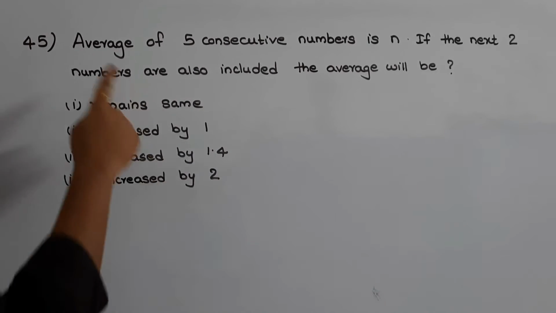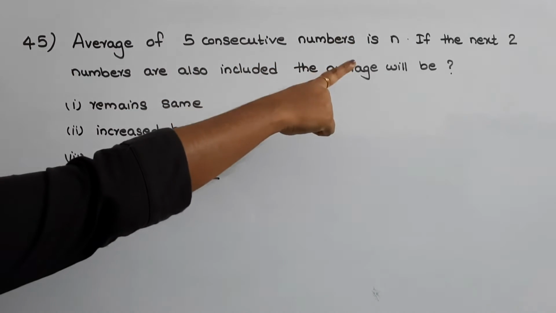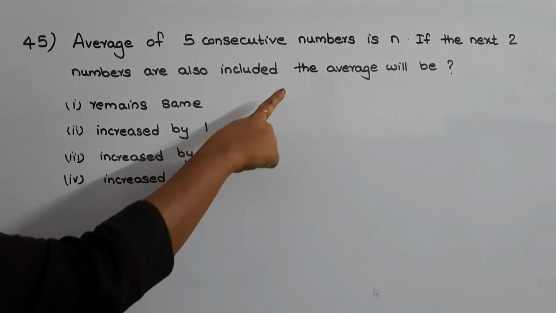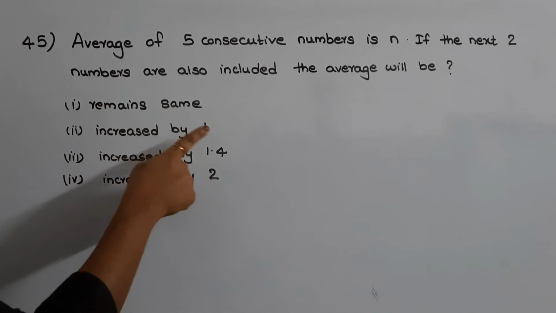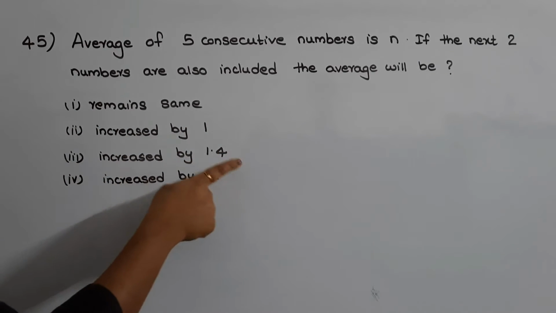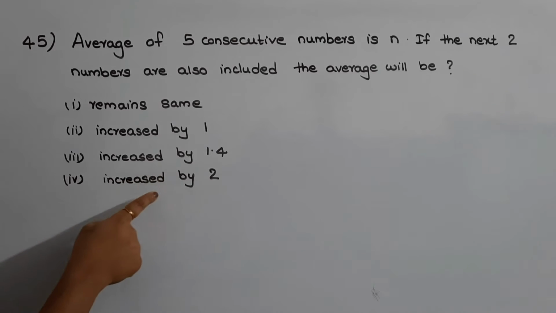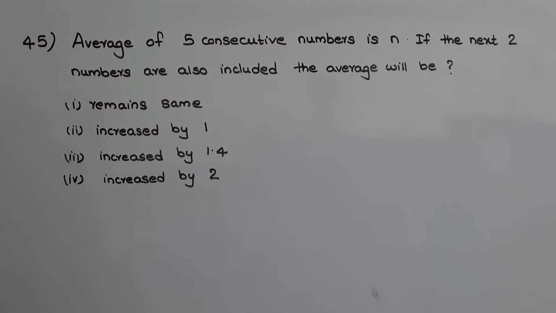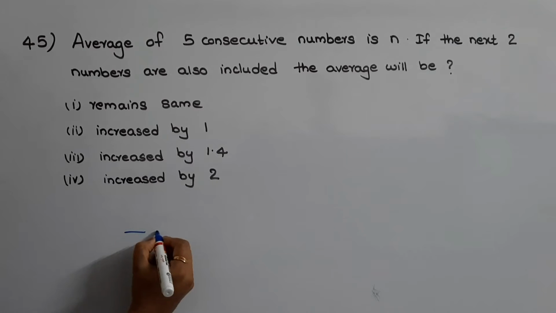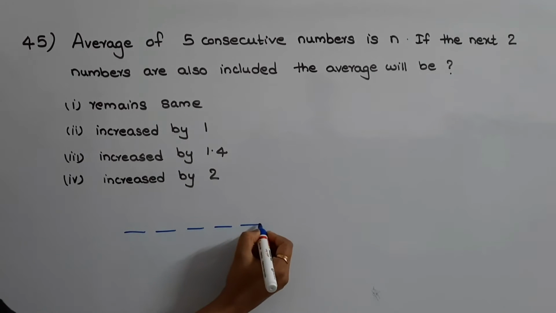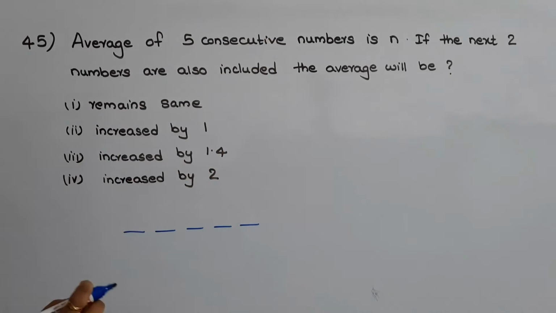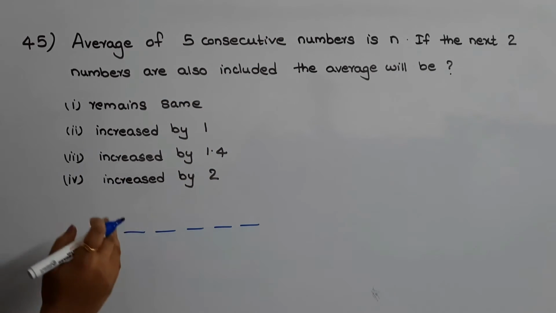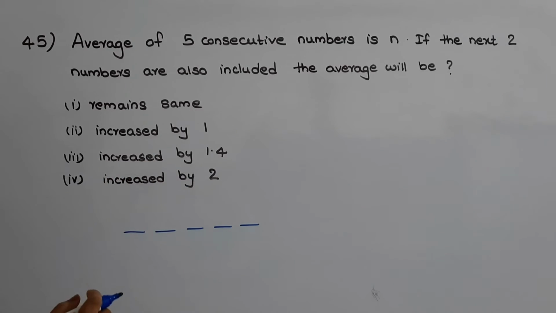The next question is, average of 5 consecutive numbers is n. If the next 2 numbers are also included, the average will be: first option, remain same; second, increase by 1; third, increase by 1.4; and the last option, increase by 2. In this question they are telling that there are 5 consecutive numbers. The average of these 5 consecutive numbers is given as n. We know that average of consecutive numbers is the middle number. So the middle number is given as n.